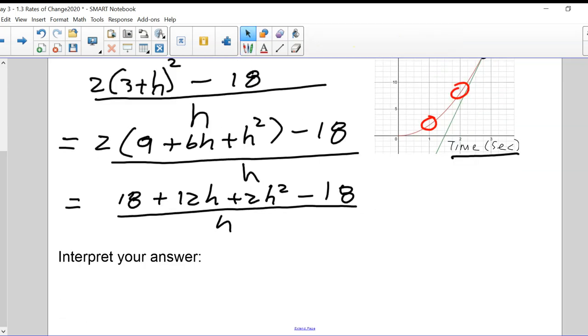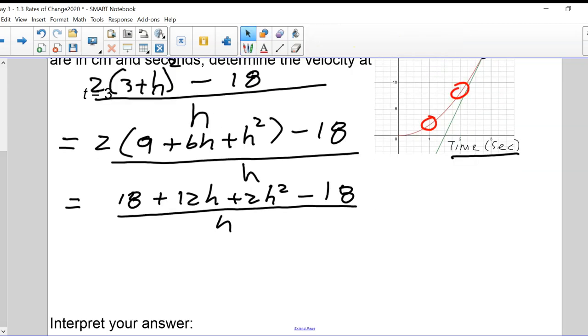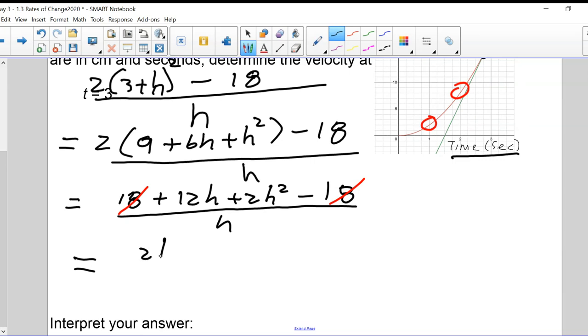Let me move this down so we have some more space. And then the 18s, of course, will cancel each other out. So we're left with 2h squared plus 12h over h. And we're going to be asking the question, what is the limit?